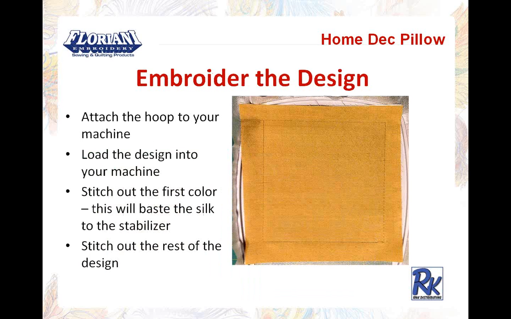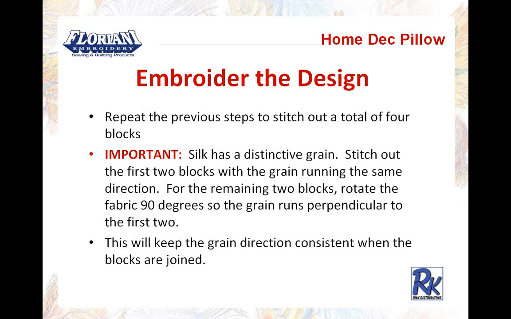All right. So you want to attach the hoop to your machine, load the design into the machine, and stitch out the first color, which will baste the silk to the stabilizer. And then you can go ahead and stitch out the rest of the design. In our example, it's all one color, so it's going to all stitch out together, and you won't have to change any thread. Once it is stitched out, you're going to repeat that step to stitch out a total of 4 blocks.